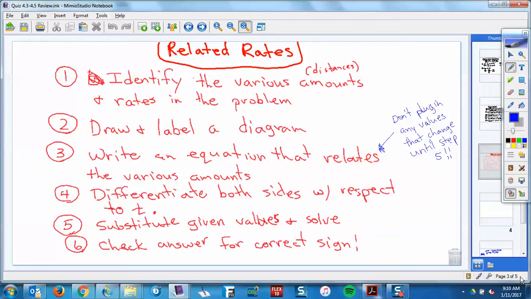And then it says check your answer for the correct sign. In other words, make sure that if, like in ours, A was decreasing, so our A prime better have been a negative answer. And if it wasn't, we'd probably plug something in wrong.